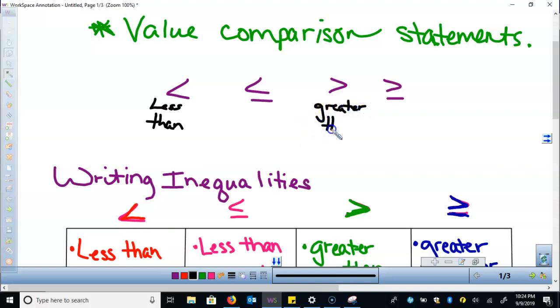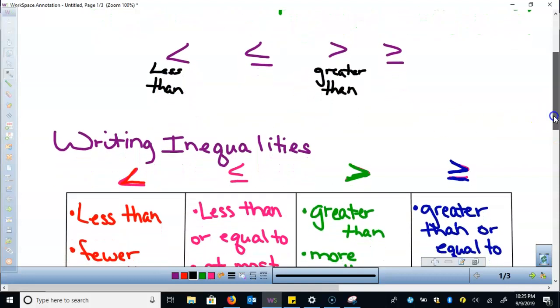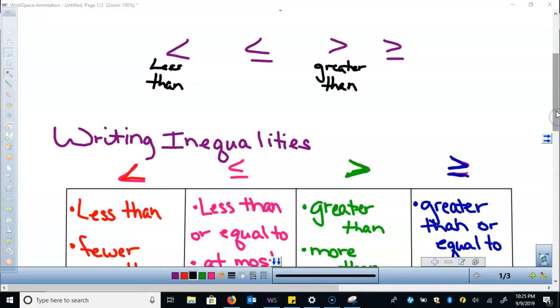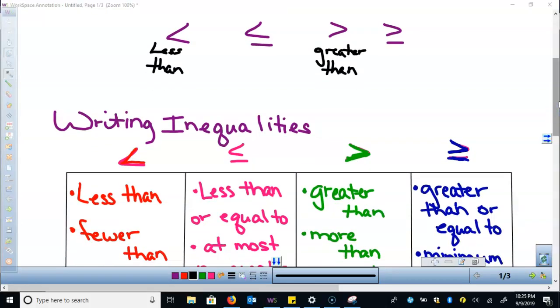Just make a quick note here. We're going to have this down below here, but it's always good to recall which one's less than, which one's greater than. First thing we're going to discuss is how we write inequality statements from word form. So writing inequalities, we look for keywords.